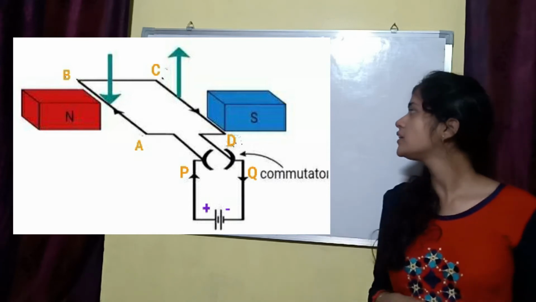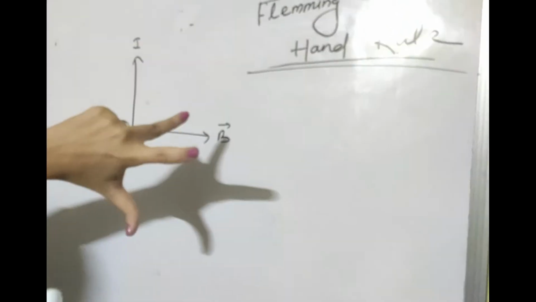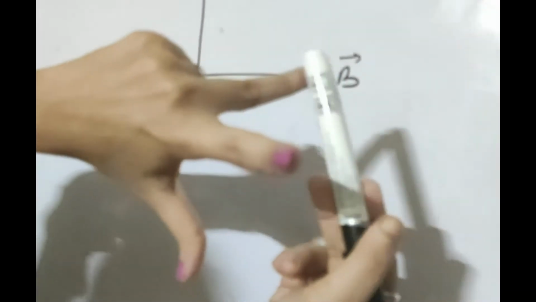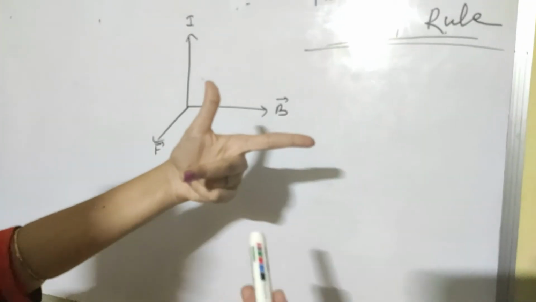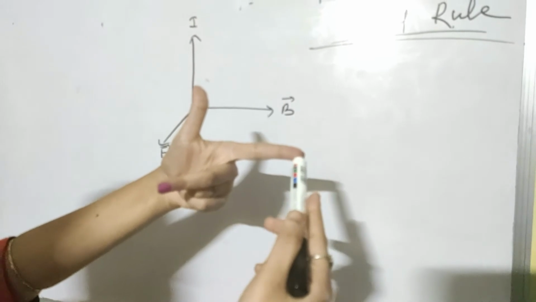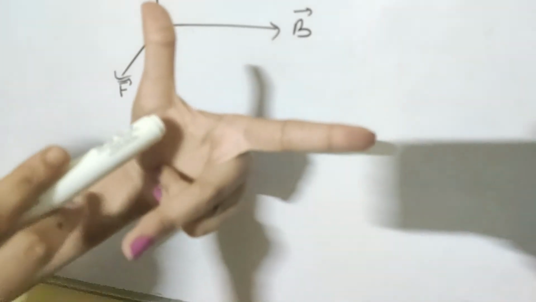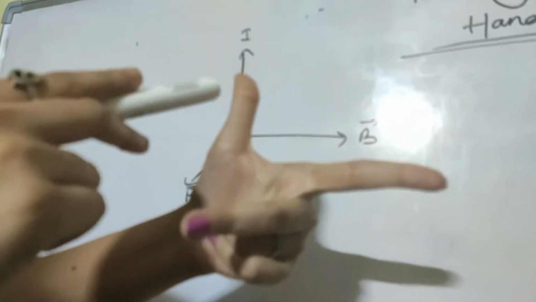Then for AB we see, the forefinger will show the direction of magnetic field and the middle finger will show the direction of electric current. Then the resultant magnetic force will be shown in the downward direction like this. Again for CD the arrangement will be like this. The forefinger will show the direction of magnetic field and the middle finger will show the direction of flow of current, and the thumb will represent the direction of magnetic force in the upward direction like this.